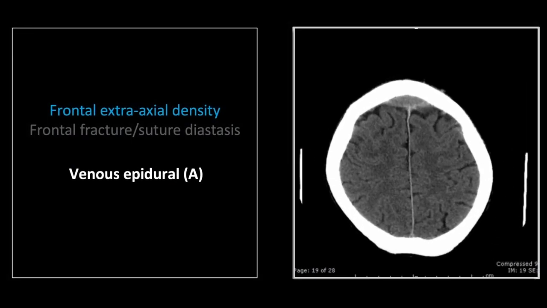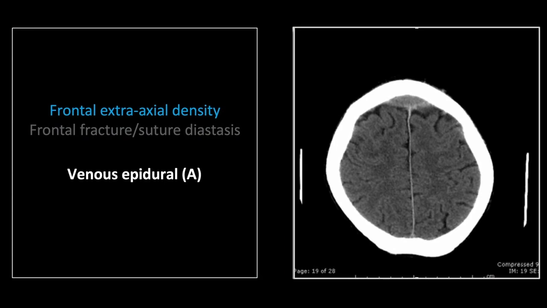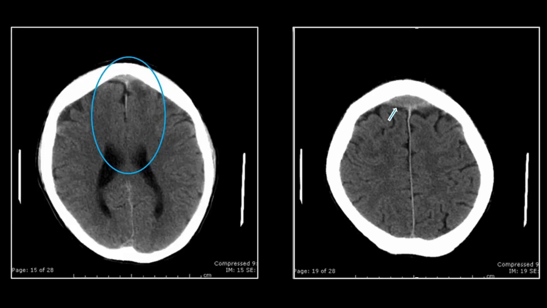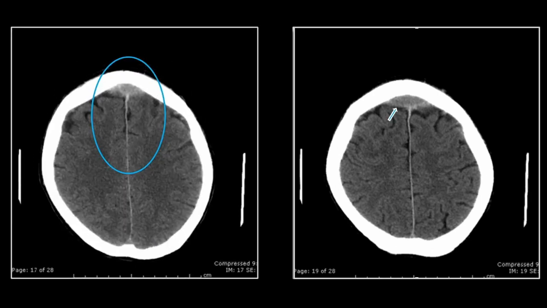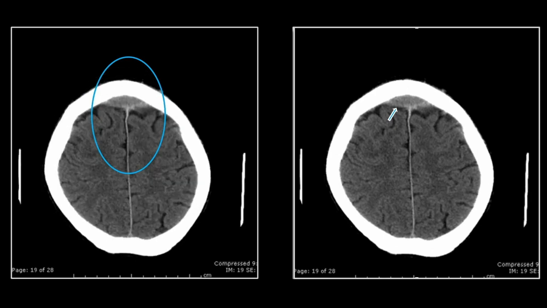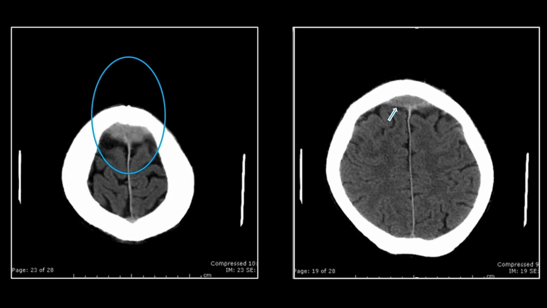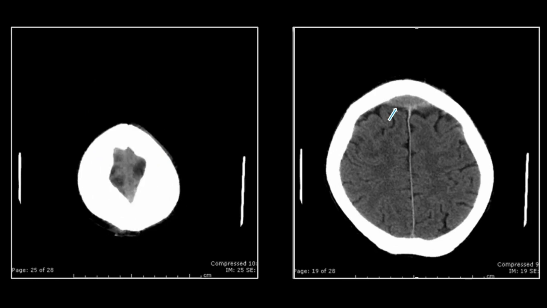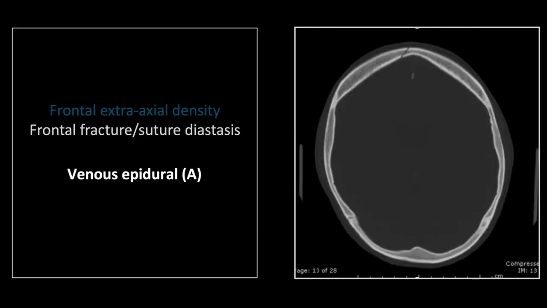Our next case is a venous epidural, this one in the classic frontal location. This relatively hypodense but lentiform collection, you can see, does cross the midline in the frontal region, which venous epidurals in this location can do. This one is relatively apparent on the axials, but you can see how they could be quite subtle without the coronal images, at least on occasion.